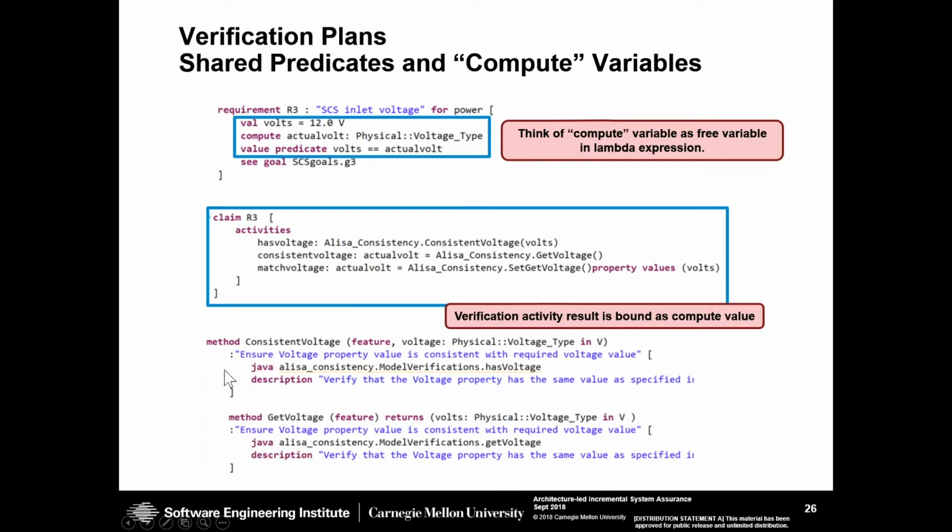In the registry itself, we then have some text that describes the method, and we identify a path to, in this case, a Java method that is in some Java class defined in a project called Elisa Consistency.